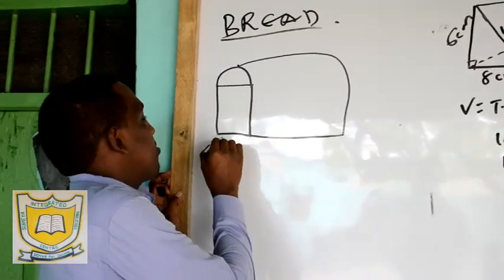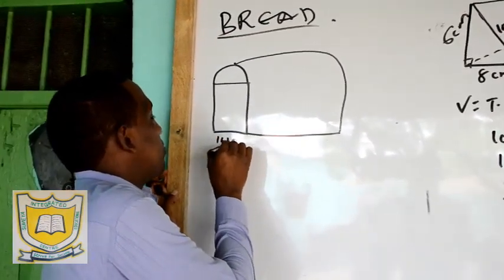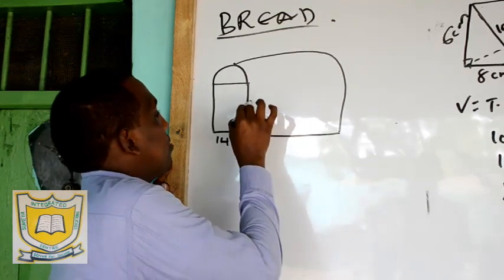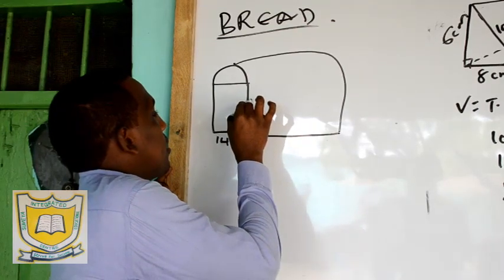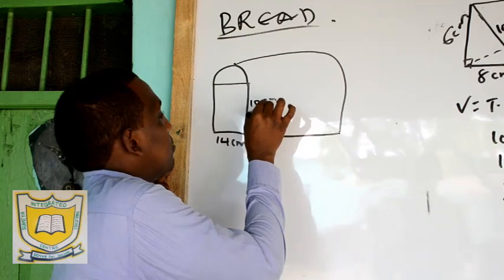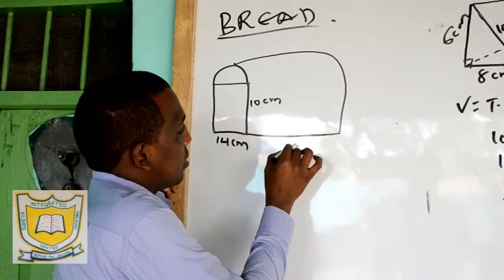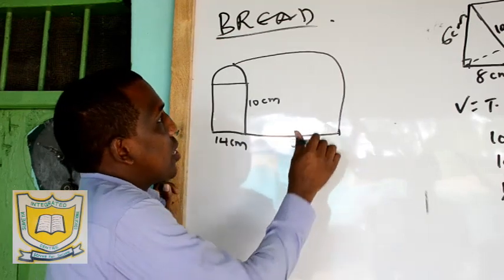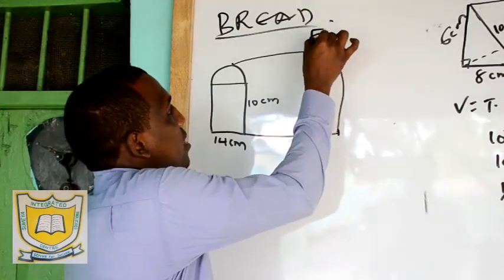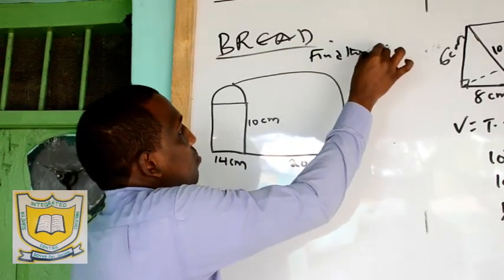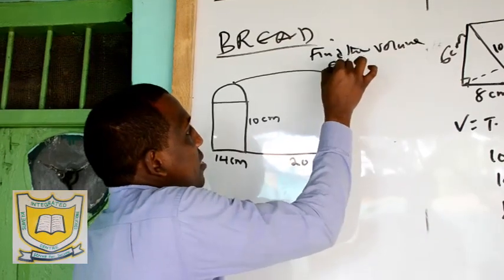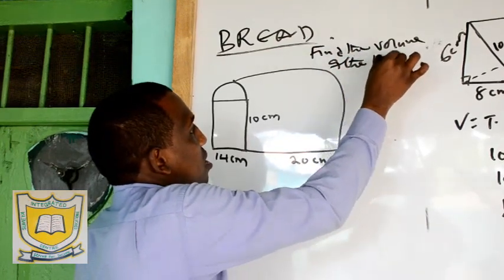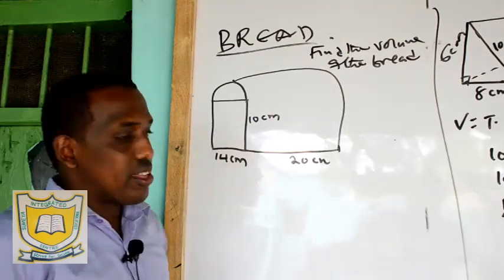Let's say here you are given 14 centimeter. Here you are given 10 centimeter. And here you are given 20 centimeter. Then someone will tell you to find the volume of the bread.